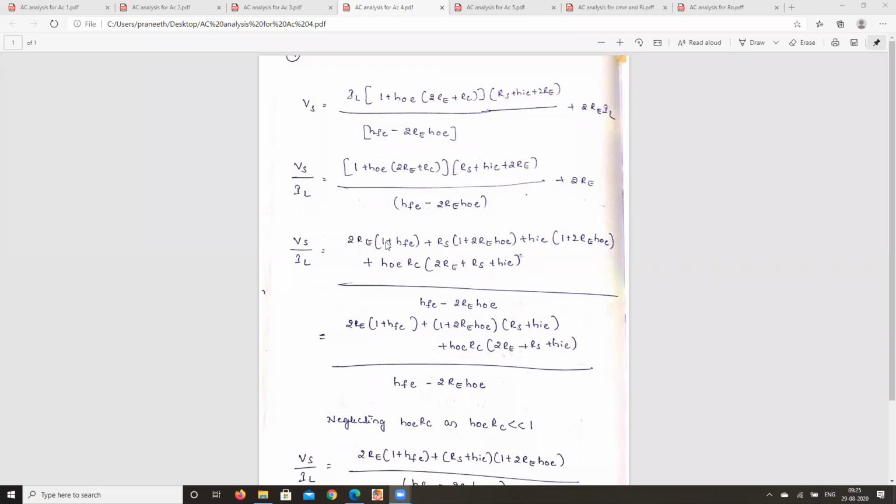So I'll be getting 1 plus HFE. If I take RS common, I'll be getting 1 plus 2Re HOE. And if I take HIE common, I'll be getting 1 plus 2Re HOE. And taking HOE RC common, I'll be getting 2Re plus RS plus HI. What you'll do is, first expand the numerator, taking the LCM and simplifying all this. So after simplifying, make the terms common like this.